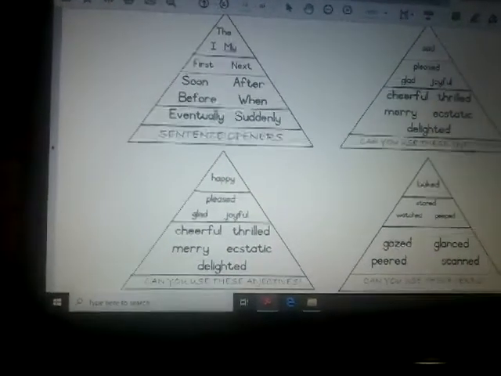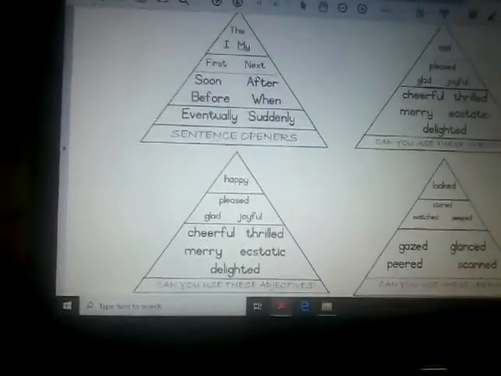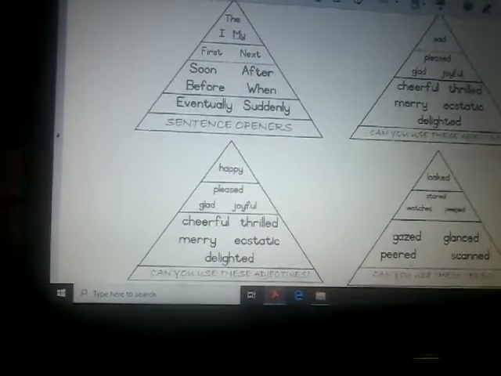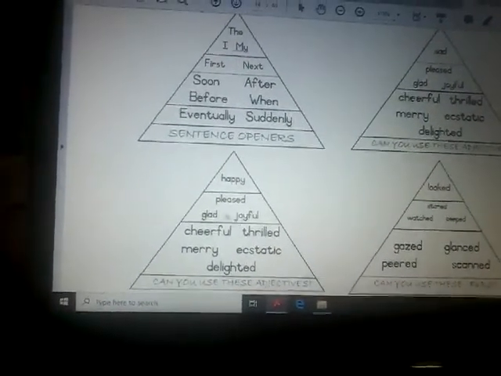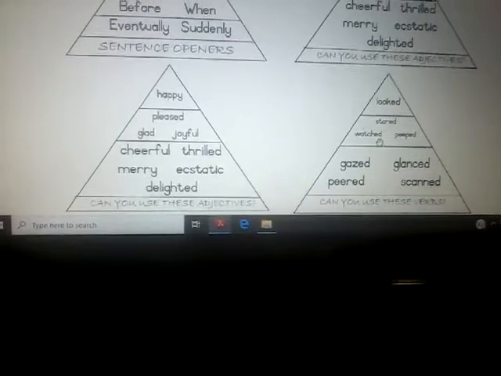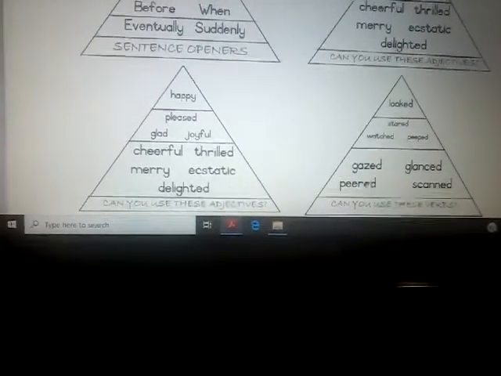Right, moving on to the word happy. Underneath, instead of using the word happy, they could use pleased or glad or joyful, or even go further using the word cheerful, thrilled, merry, ecstatic, or delighted. Instead of using the word looked, they could use stared or watched or peeped, or even better, gazed, peered, glanced, or scanned.